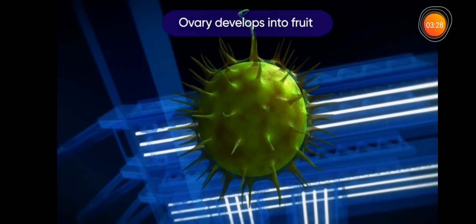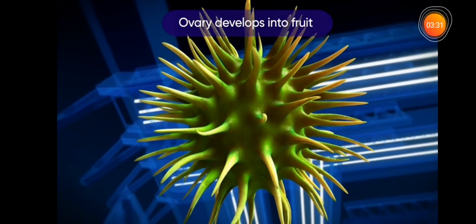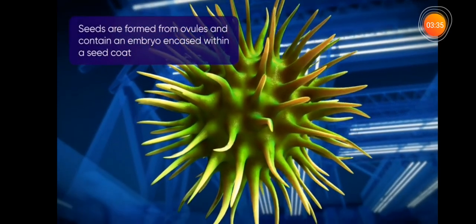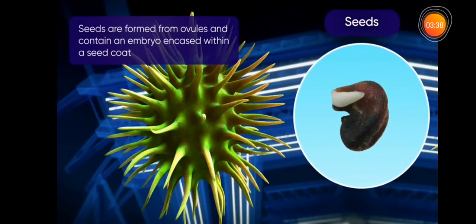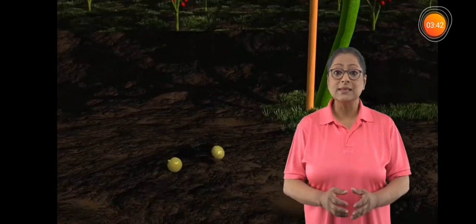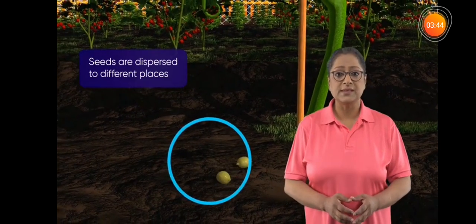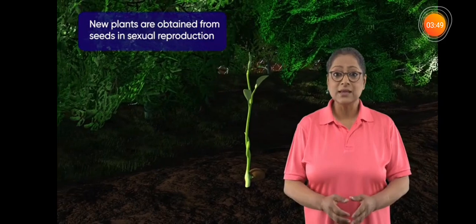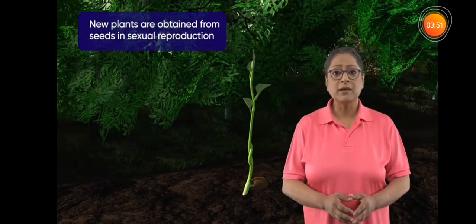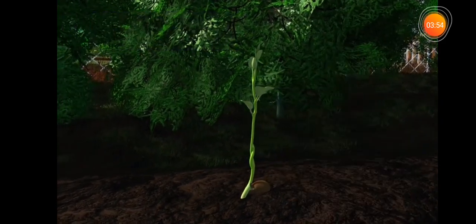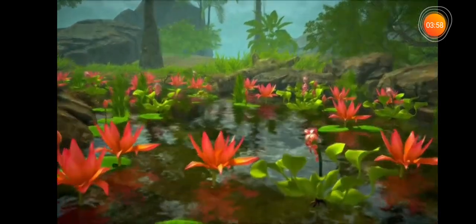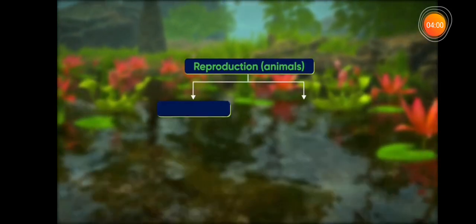The ovary grows into fruits after fertilization, and the fruit is ripened in the ovary. Seeds develop from the ovules and contain an embryo that is enclosed inside a seed coat. Seeds are dispersed to different places which grow into new plants. So now we know that in sexual reproduction, new plants are obtained from the seeds. Just like plants, animals also reproduce sexually and asexually.